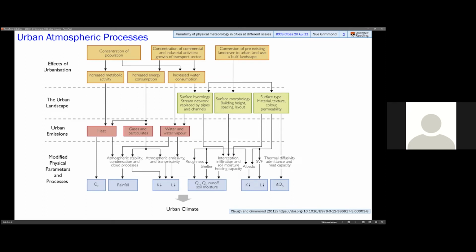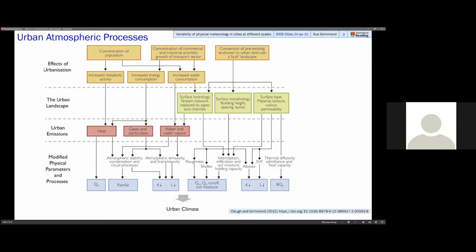There's a wide range of processes that operate together to create urban climates. These are variable across a city and distinct from their rural surroundings. The processes depend on the nature of the city and the range of activities that occur in a city. For example, depending on the economy, whether it's industrial or service-based, or the density of the population, for example, large concentrations of people in tall buildings or sprawling suburbs, or the types of transport.